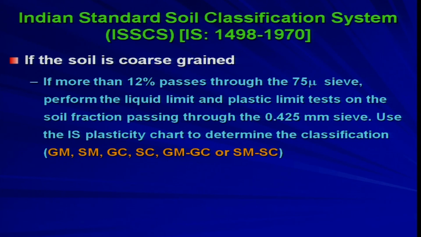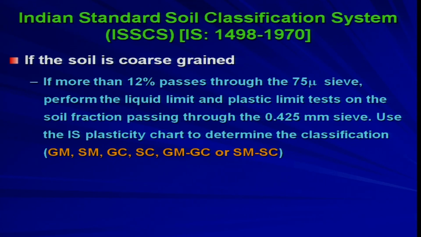Earlier we have seen the case where the fine content is less than 5%. Now, if more than 12% passes through the 75 micron sieve, that means the fine content is more than 12%, then the fine will also participate in the classification or in determining the property of the soil. So, perform the liquid limit and plastic limit tests on the soil fraction passing through the 0.425 millimeter sieve, that is the 425 micron sieve. Use the IS plasticity chart to determine the classification.